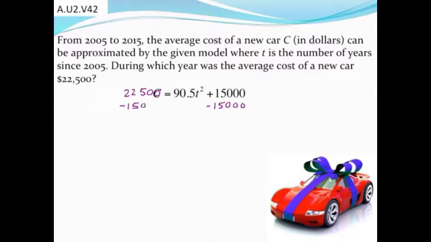So let's go ahead and subtract 15,000 from both sides. I'm left with 7,500 is equal to 90.5 times t squared. I still want to continue trying to get that t squared alone, just like if it was a t variable, I'd want to get that by itself. So next up, let's go ahead and divide by 90.5.